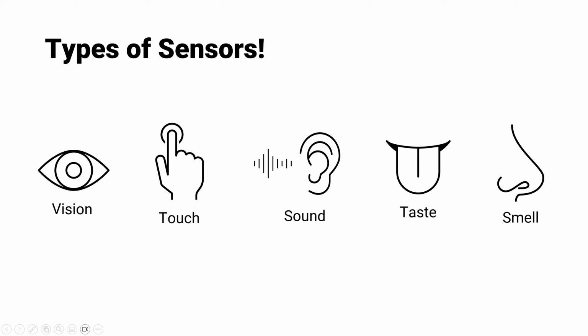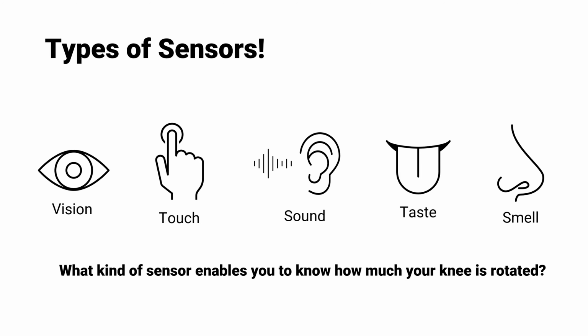Awesome. Now that we have learnt about sensors, let me ask you a very fundamental, simple question. What kind of a sensor enables you to know how much your knee is rotated? Let me make this into a thought experiment. Imagine you are in a dark room. To help you envision this, if you're sitting in a room or outside with lights on, close your eyes, and you can still sense how your body is oriented. You can still sense how much your knee is moving, how much your hands are moving.